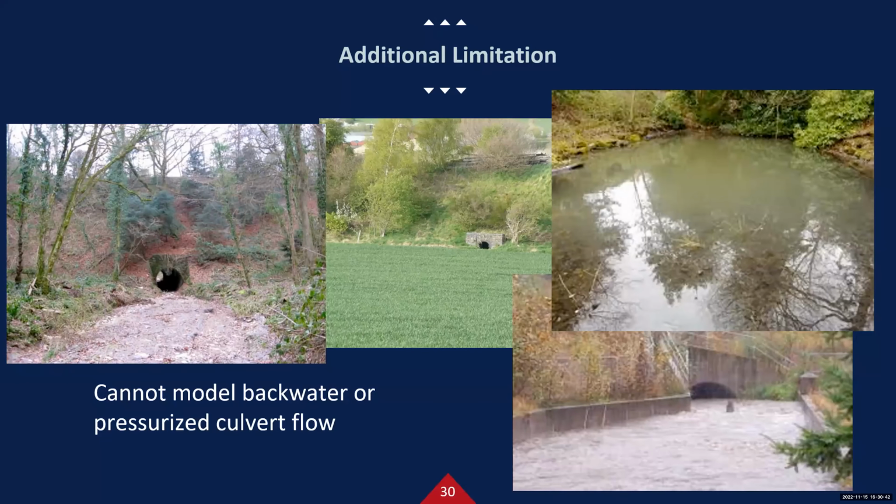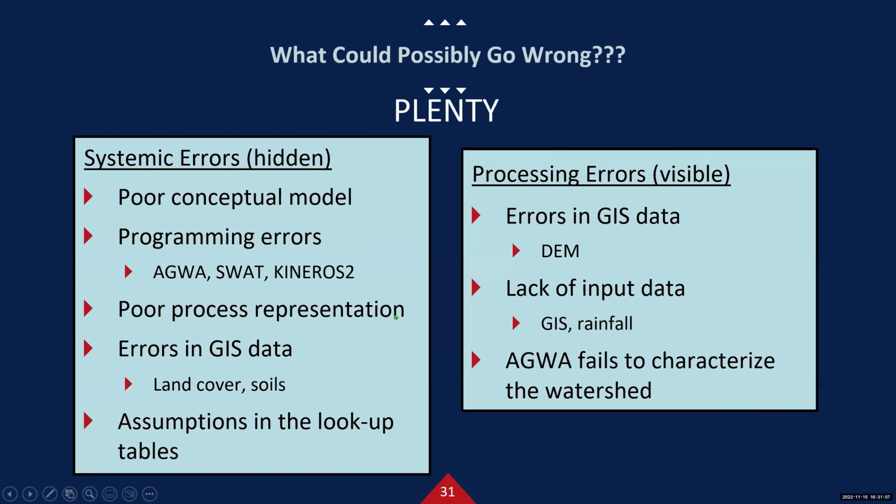Some additional limitations: KINEROS cannot do backwater or pressurized culvert flow. So, if you overtop this culvert, get a bunch of water over it, you've got pressurized flow, and typically you need higher order diffusion equations or the full dynamic wave equations. So what could possibly go wrong? And as you can see, plenty.